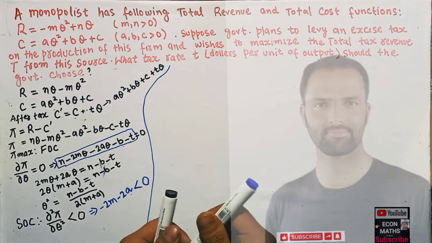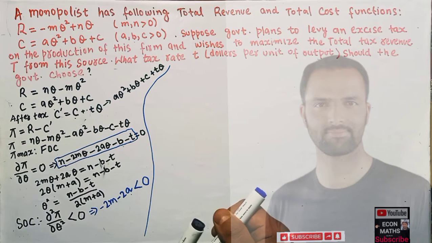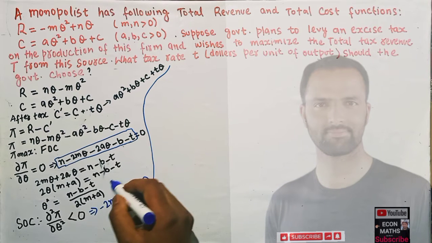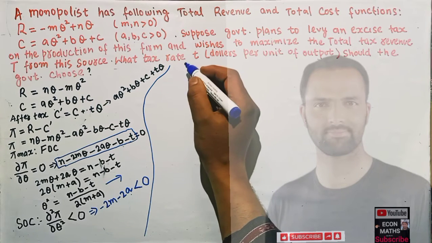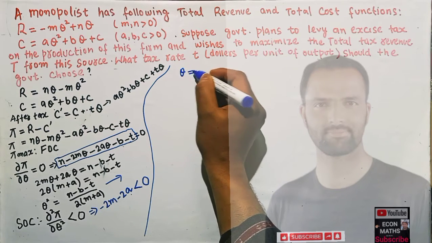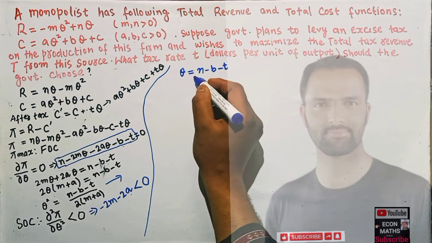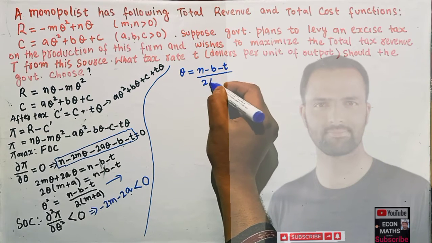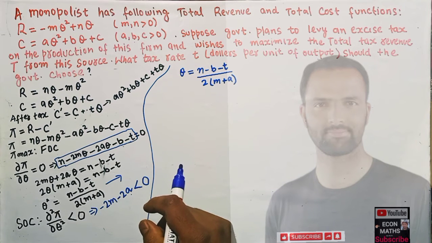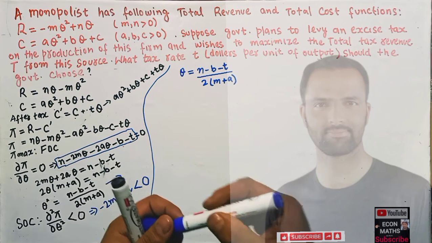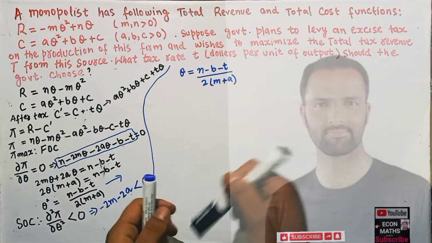Now what we need to do, we will solve this very function again. So this is our optimal quantity. Let me write it like this: q is equal to n minus b minus t upon 2m plus a. Now what we need to do, we need to find the total tax revenue.